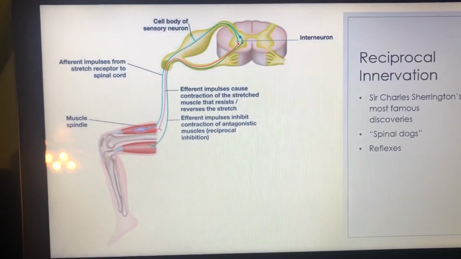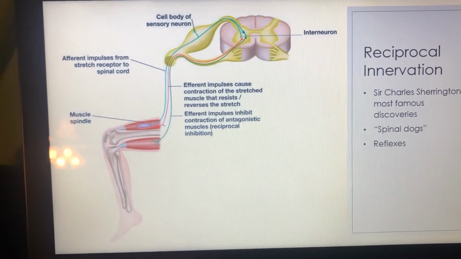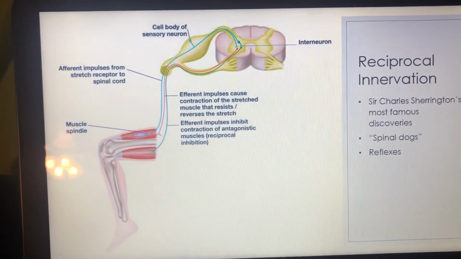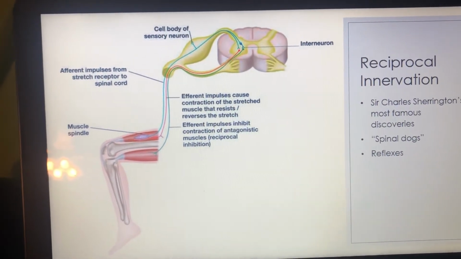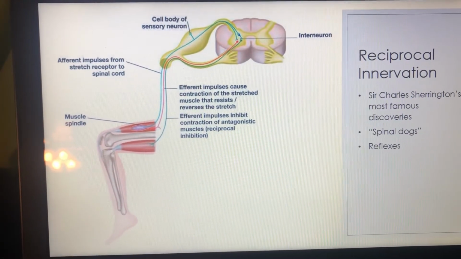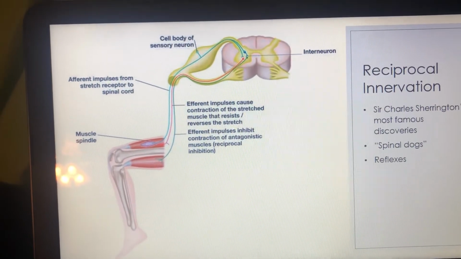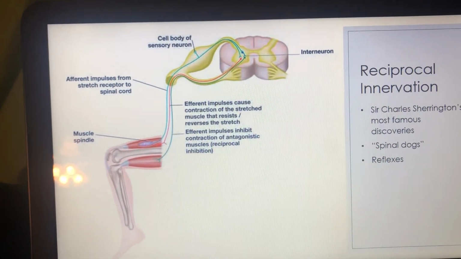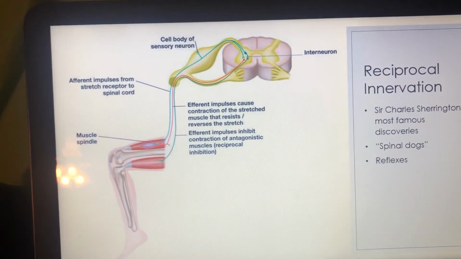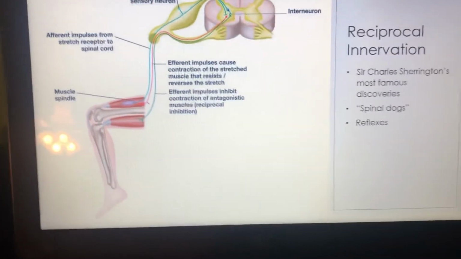And interestingly enough, he discovered that the spinal dogs had greater reflex memory than the regular dogs, which backed evidence that the cortex has an inhibitory effect on reflex action, and also that the spinal cord plays a role in reflex action.